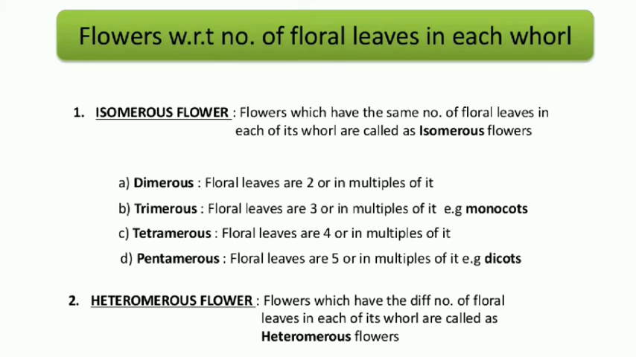Tetramerous: 4 sepals, 4 petals, 4 stamens and 4 pistils. Pentamerous: 5 sepals, 5 petals, 5 stamens and 5 pistils or carpels. Like that, if all the 4 whorls are the same in number, it is called an isomerous flower. If the flower has 5 sepals, 6 petals, 3 stamens, 4 carpels, like that, if they are different in number, it is called heteromerous. Okay. This is the types of flowers based on floral whorls, right.